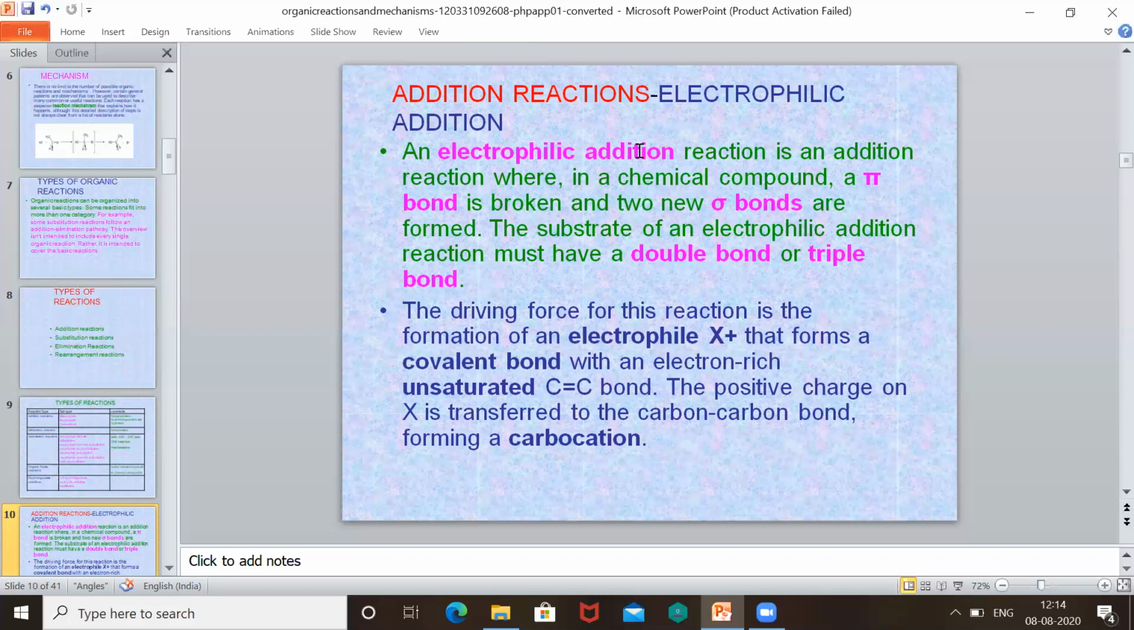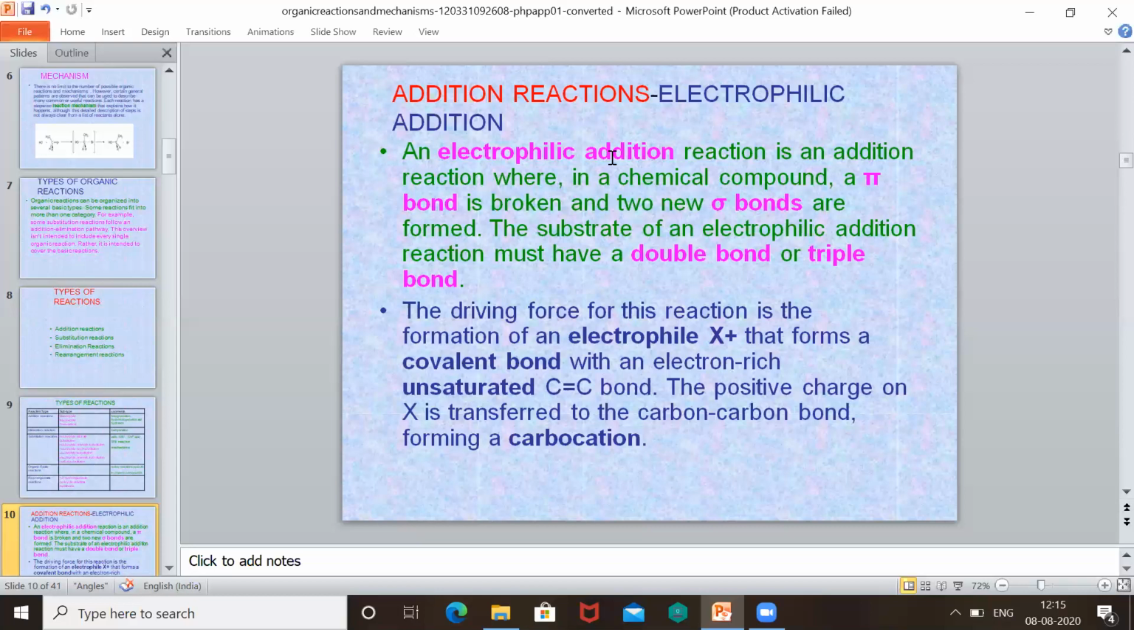Electrophilic, we know the reagent is a positive ion. The reagent must be a positive ion. The substrate of an electrophilic addition reaction must have a double bond or a triple bond. That means only unsaturated hydrocarbons undergo addition reactions, so it should be alkenes or alkynes. So the reagent breaks the pi bond. Suppose AB is a compound: the pi bond is broken and 2 sigma bonds are formed. Remember, that is an addition reaction.